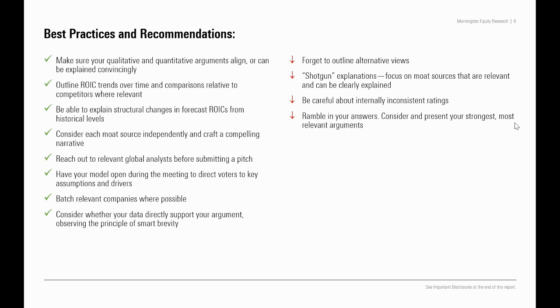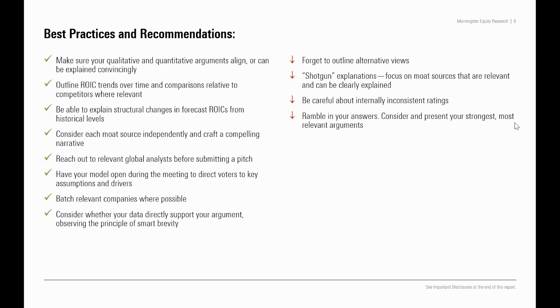Second, avoid shotgun explanations. Again, focus on sources that are relevant and can be clearly explained. So if you're pitching an apparel company, a manufacturer like Nike, most investors know that the relevant moat sources are intangible assets and cost advantage. You don't need to tell us why it doesn't have a network effect or efficient scale. That should be self-evident. If investors ask about that, you can always explain it, but you don't need to spend valuable real estate on that.